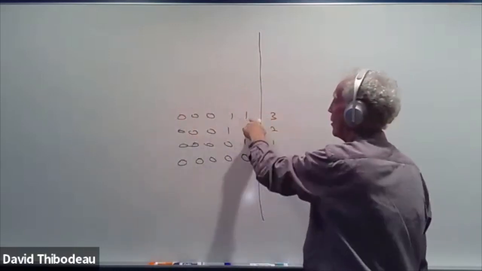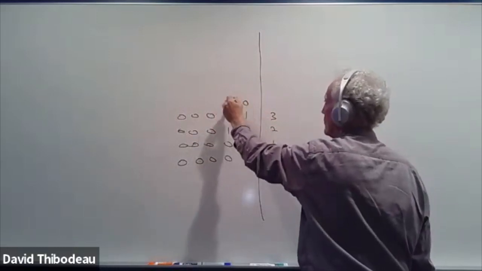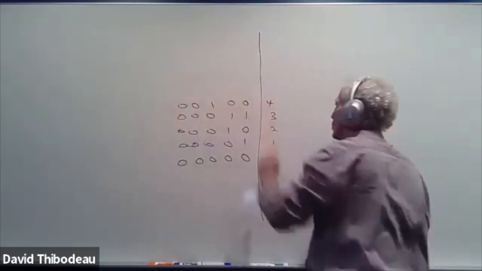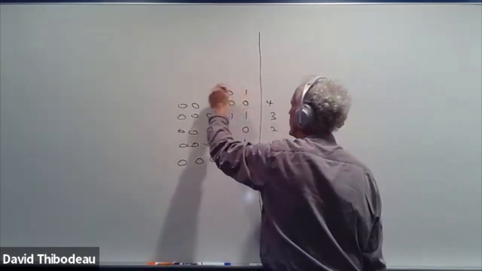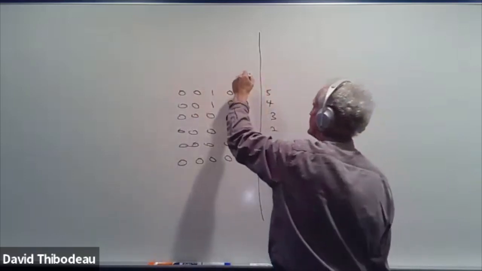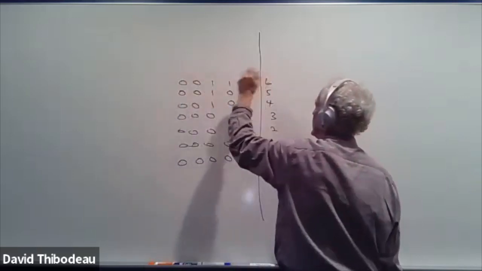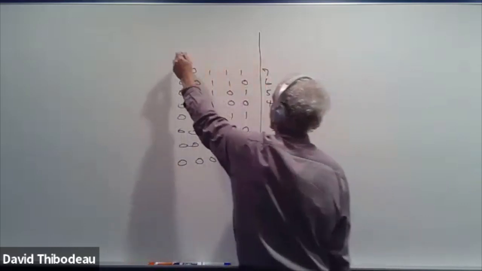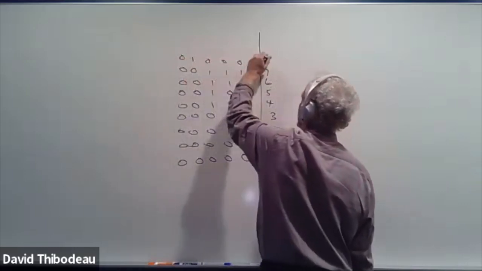Now, if we add one more, that's going to overflow, and this is going to overflow. So it'll be 0, 0, 1, 0, 0. This is going to equal 4. And likewise, 1, 0, 1, 0, 0. That's a 5. 0, 1, 1, 0, 0 is a 6. 1, 1, 1, 0, 0 is a 7. 0, 0, 0, 1, 0 is an 8.